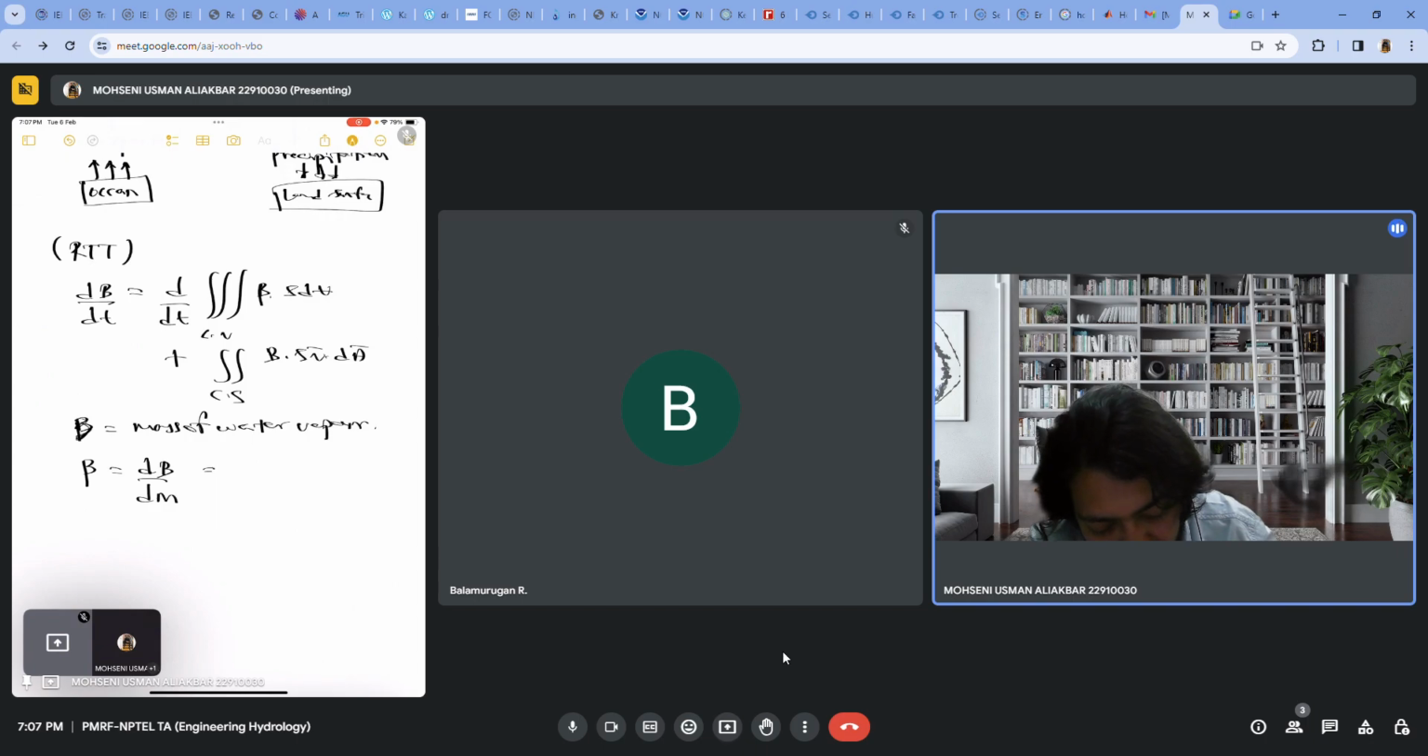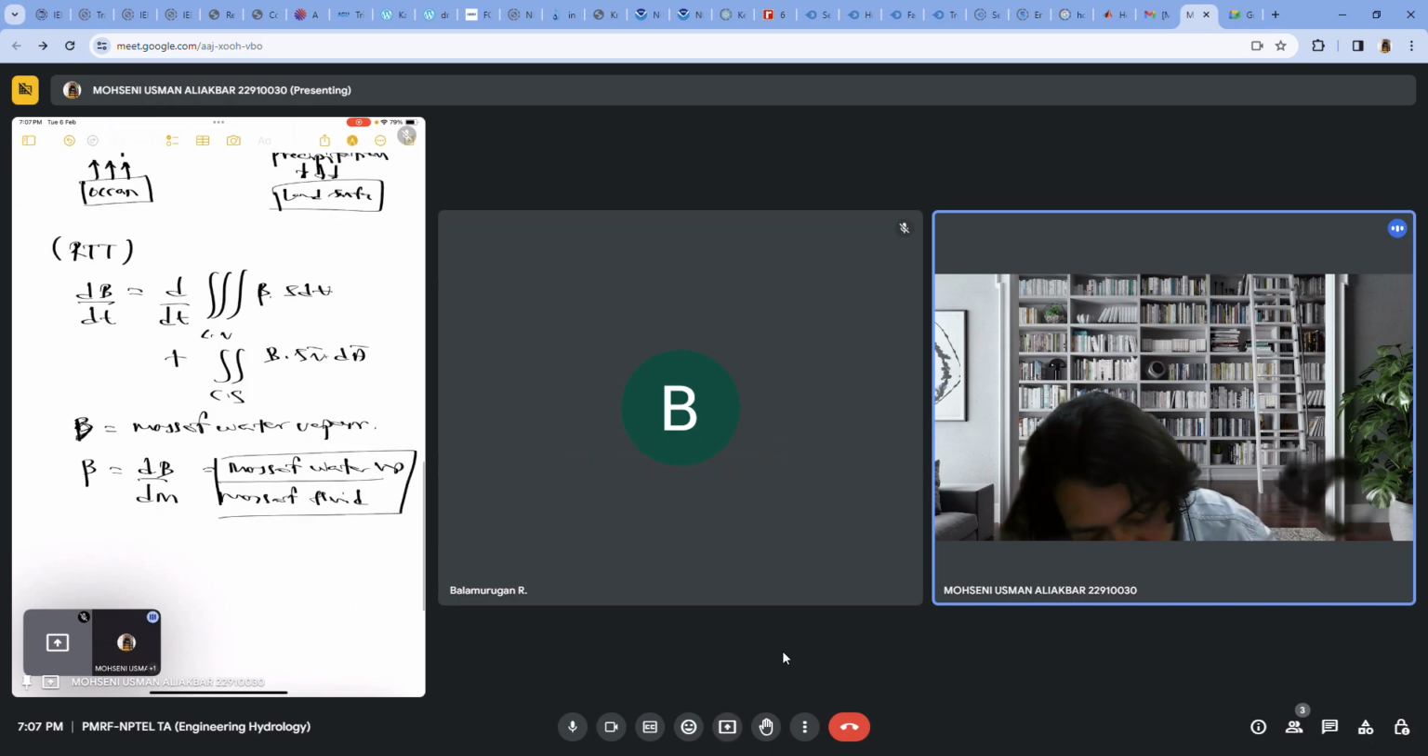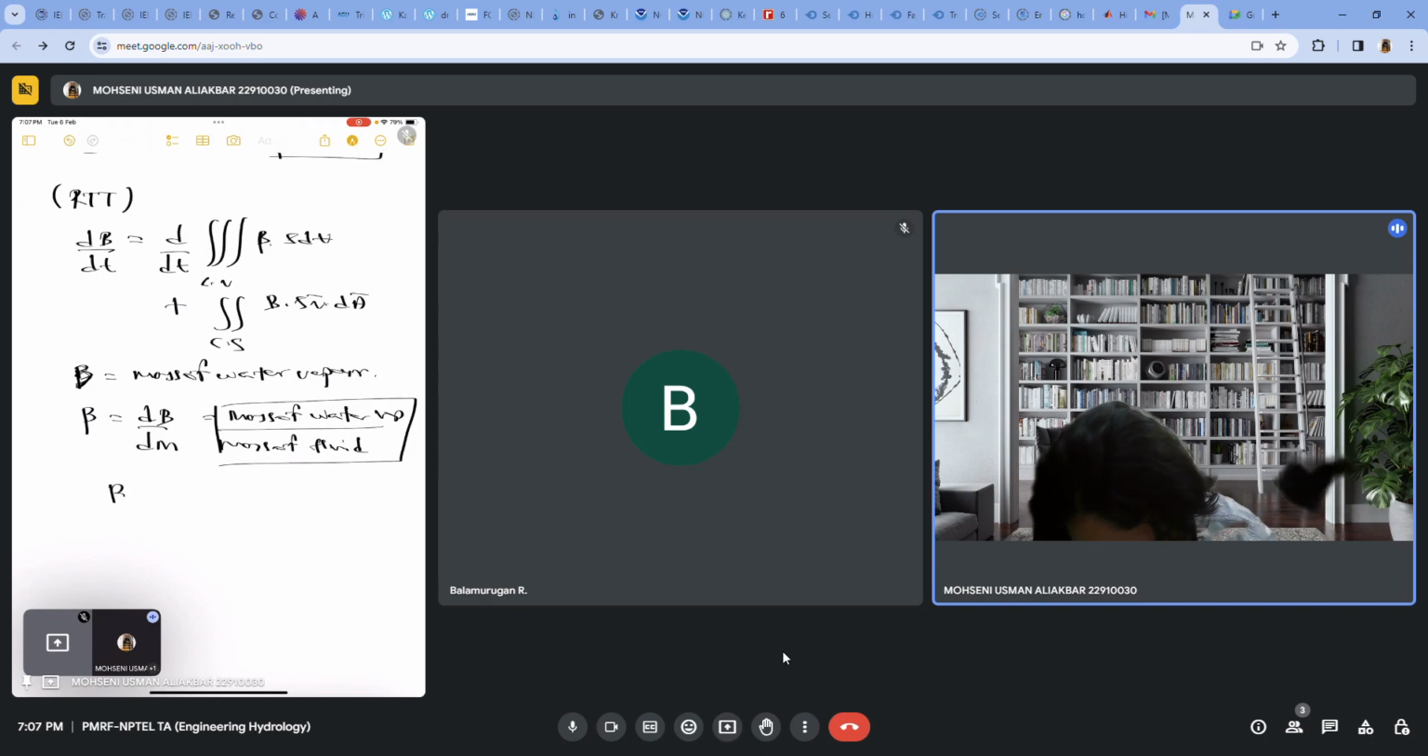If we look at this, dB is nothing but the mass of water vapor, and dm is nothing but the mass of fluid. So if we look at this definition, mass of water vapor upon mass of fluid, this is specific humidity. So here we can say that beta is nothing but QV, and what is QV? QV is nothing but specific humidity, from the definition and the formula here.